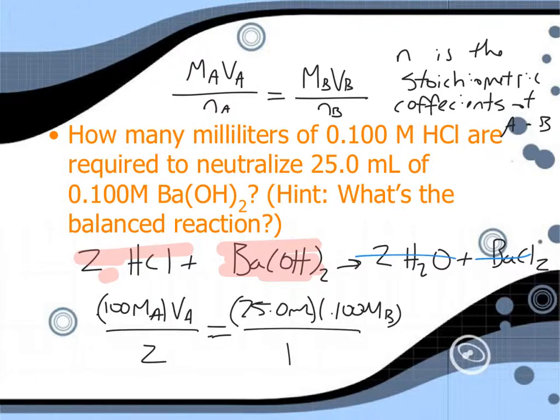Now, some people like to cross multiply and divide here, or some people like to just multiply the two sides together and then divide at the end. It doesn't really matter how you do it, just as long as you're consistent. So I'm going to multiply this side at 0.100 divided by 2 is 0.05, and I'm going to divide by 0.05 on each side to isolate VA. And when I do that, VA becomes 50 milliliters, and that is my volume of the acid that I need to neutralize this molarity and volume of base.